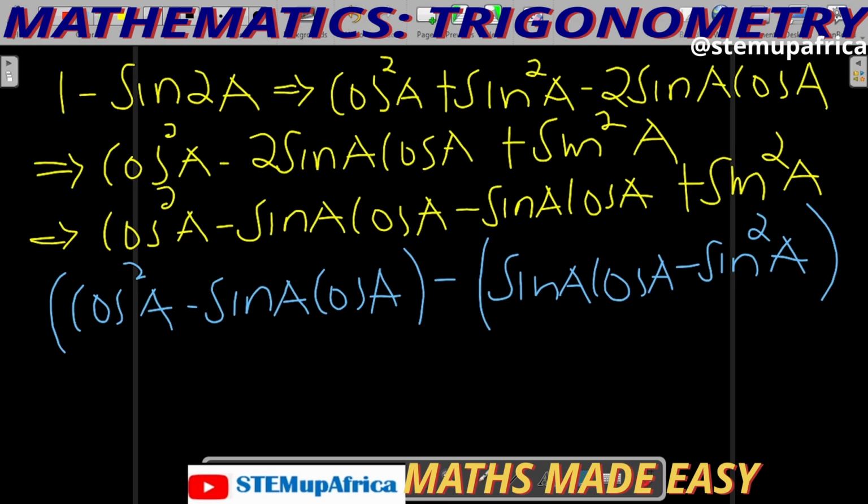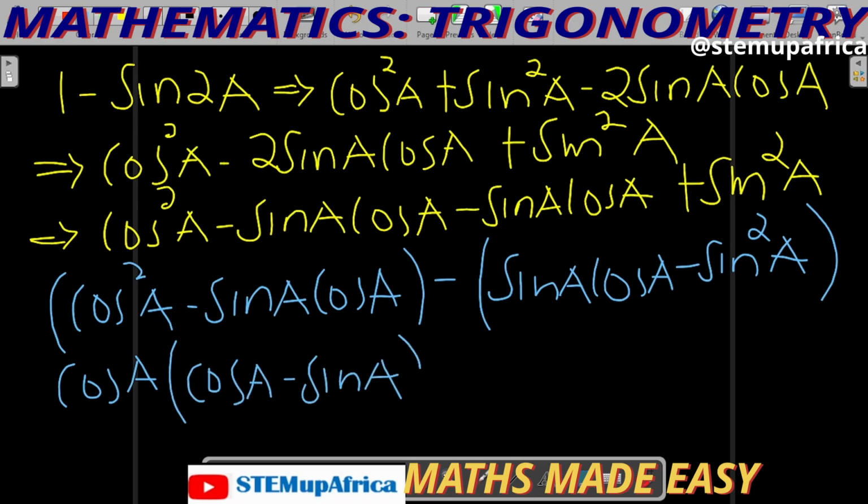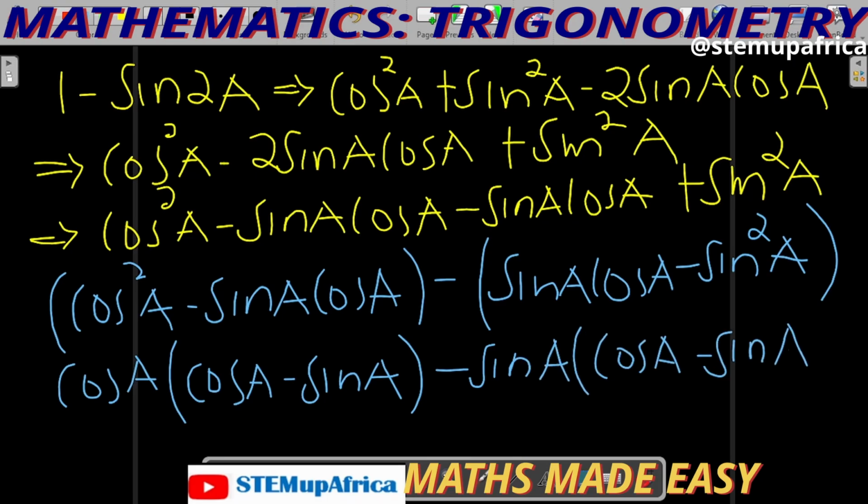So let's factorize what is common from the first bracket. Cos A is a common factor. Let's bring it out. So I'm left with what here? Cos A minus sine A. Let's also factorize the common factor from the second bracket, which is sine A. I'm having sine A into cos A minus sine A.